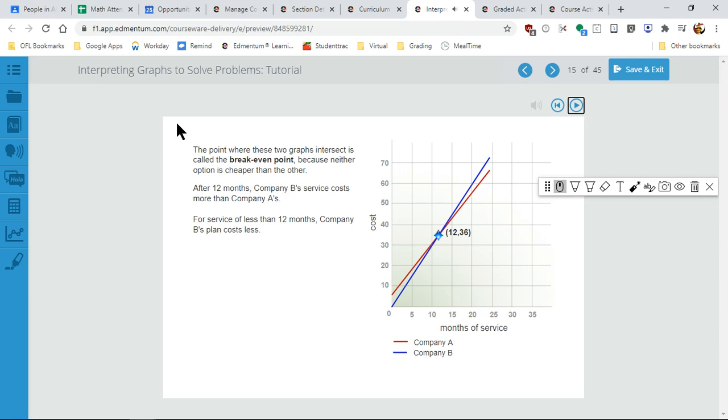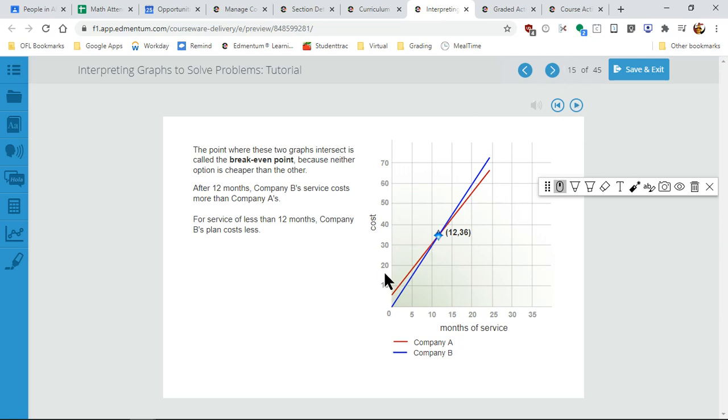And then if you want to have your sound on, this thing was telling me about the break-even point. So that's the point where neither of them are more expensive. At 12 months, it costs the same thing. So that's what it means when these lines intersect. That's where we break even. That's where these lines are the same.